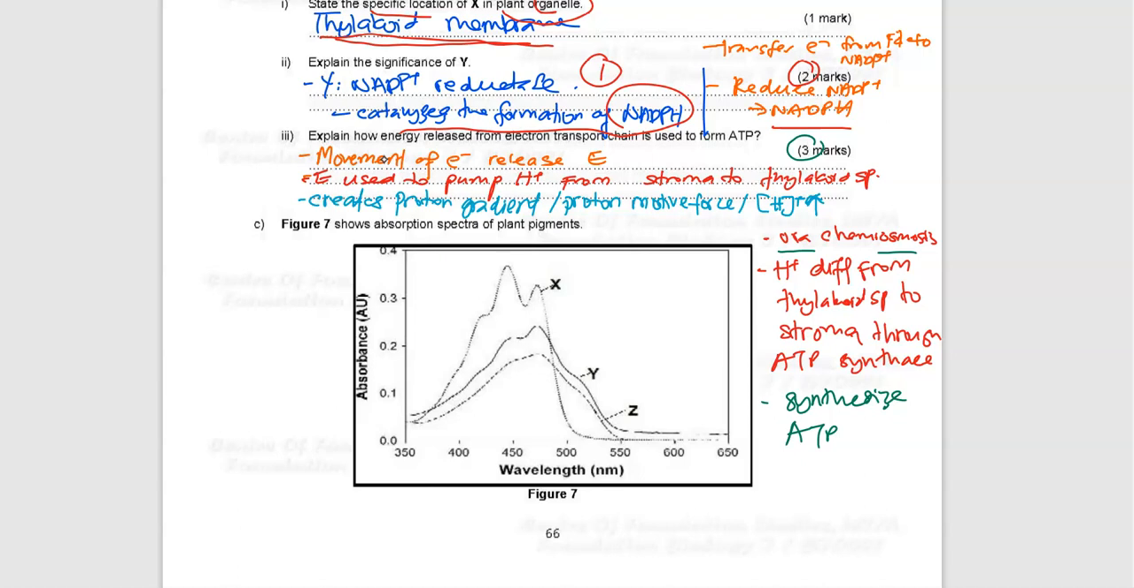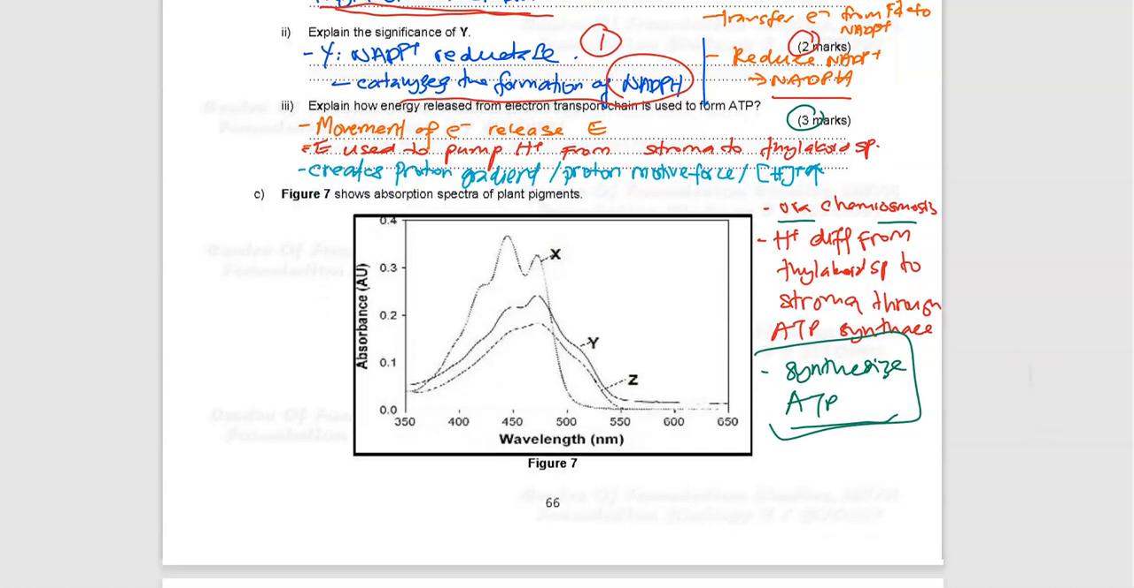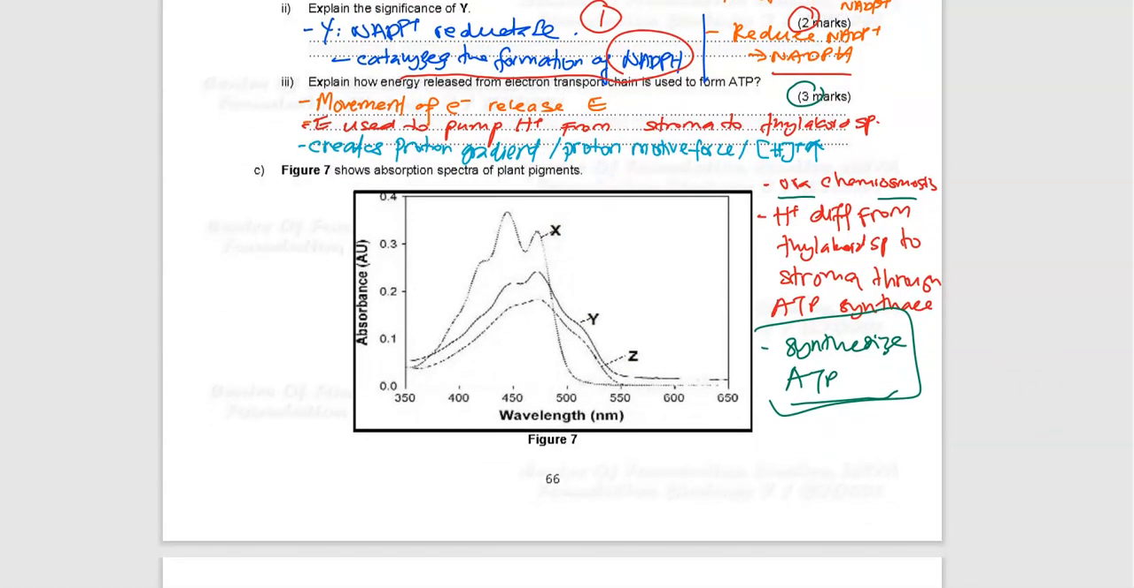So basically you have to understand the whole process, the whole process of why electron needs to be transferred from one carrier to another carrier, and how it relates with chemiosmosis, and lastly in the production of ATP molecule. So ATP, you know, is required during Calvin cycle to produce sugar.